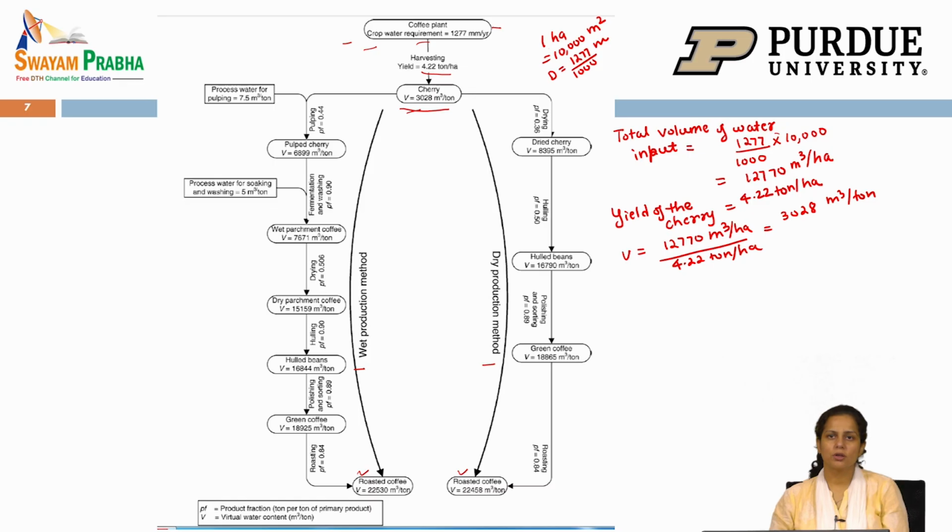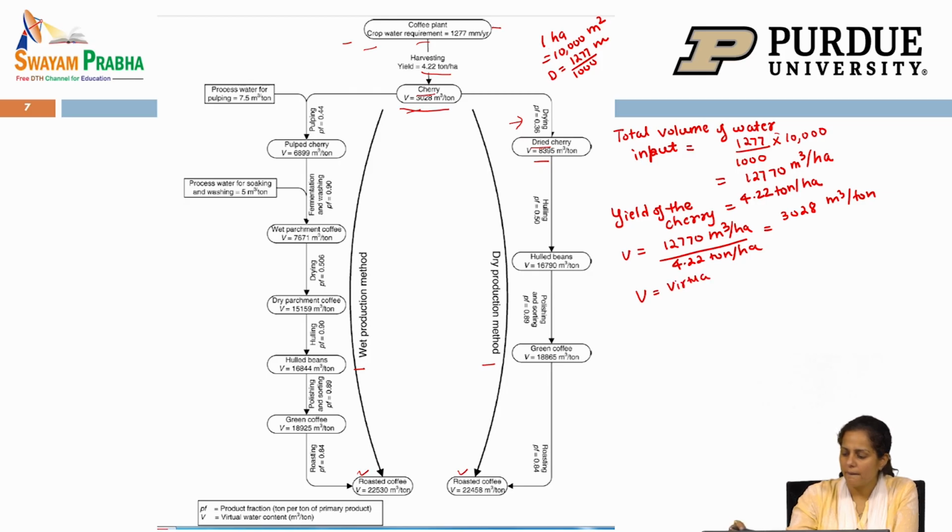Now, from there on you have two different pathways. One pathway is taking through the drying, and you see there is this production fraction or product fraction, which is the weight of the dried cherry divided by the weight of the cherry which was wet. Now, with that production fraction, since you are drying, the virtual water content of the final product will increase. So, you will see that the virtual water content of this dried cherry is higher, which is calculated as the virtual water content of your product.